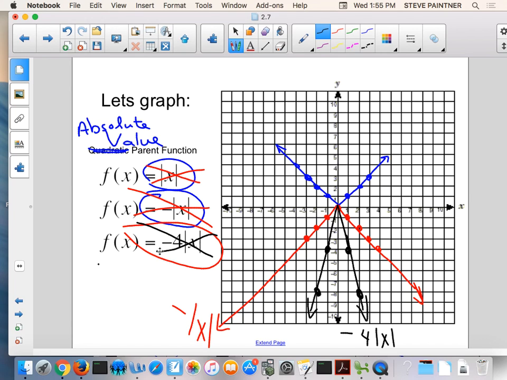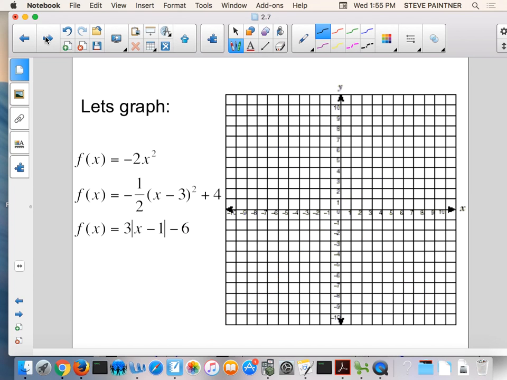Okay, last 3 are kind of, let's really see if you know what you're doing, okay? Those are everything I've taught you since Monday. Go, do it. I'll do the first one in 30 seconds. Hopefully in 30 seconds you're done. Negative 2x squared.